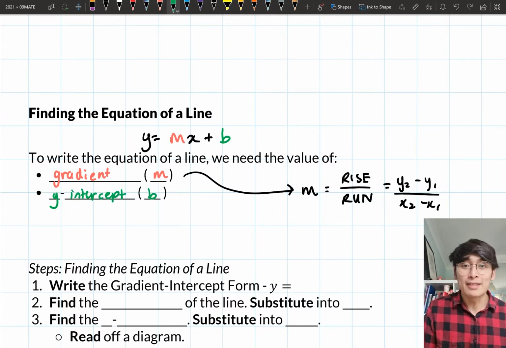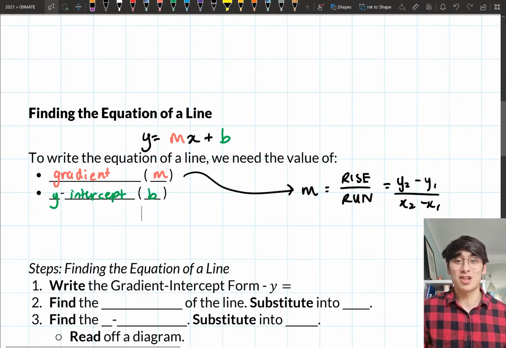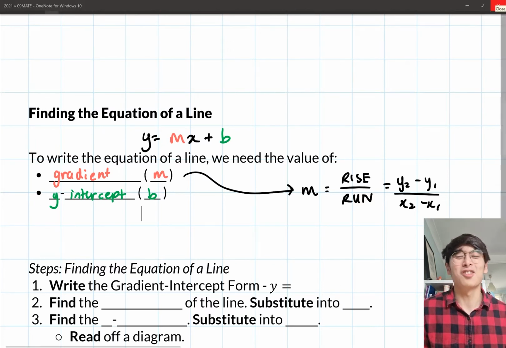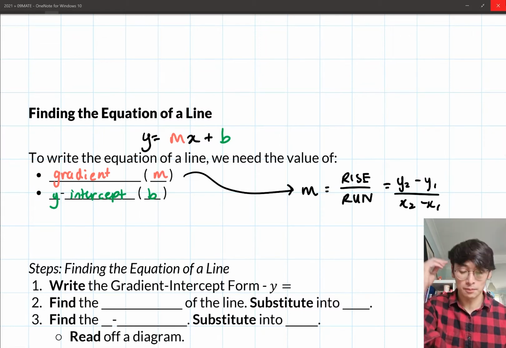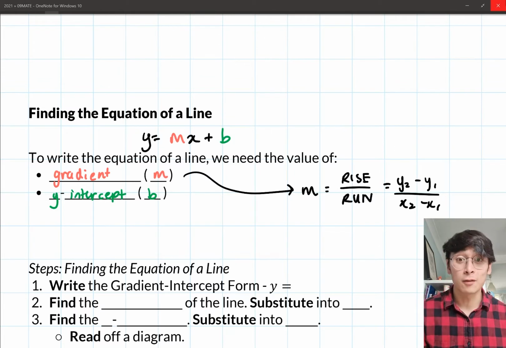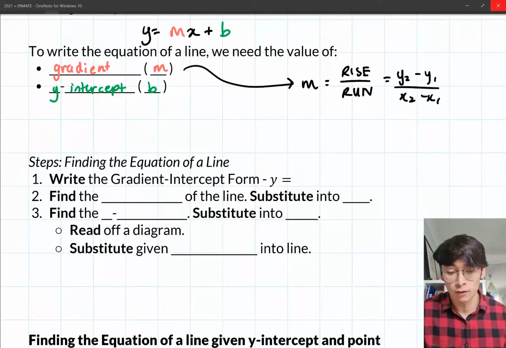And so if I can find these two pieces of information, then I can sketch my linear relationship. I can actually find the equation of my linear relationship. So here are a few steps that I want you guys to follow if we are doing that. Here are the steps for finding the equation of a line.